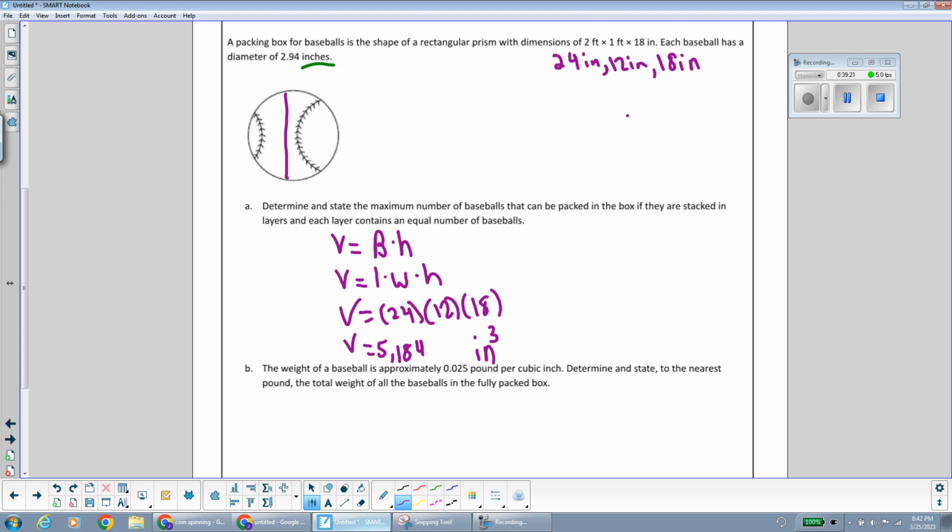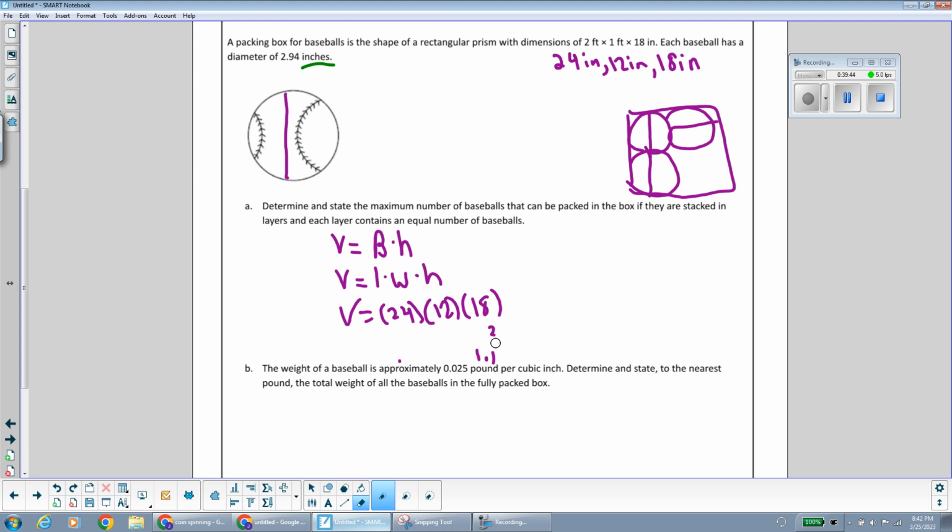So when we are stacking our baseballs in the box, depending on what the diameter is, that's going to determine how many we can stack. So that's going to affect the height, that's going to affect the length, and that's also going to affect the width. So maybe instead of multiplying these together right away, I should factor in the diameter of the baseballs.